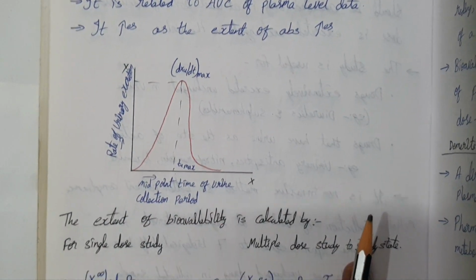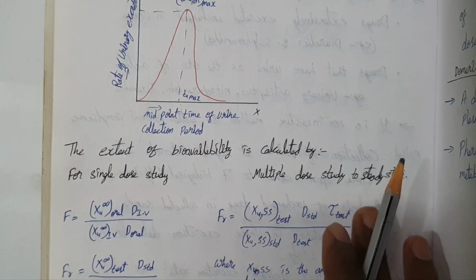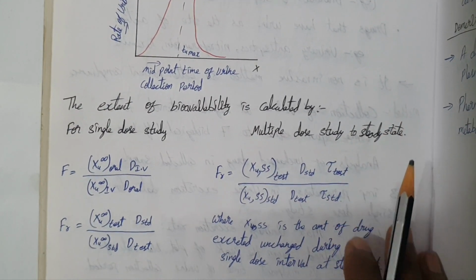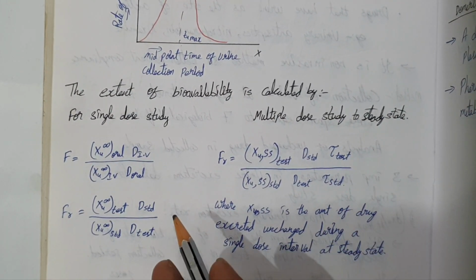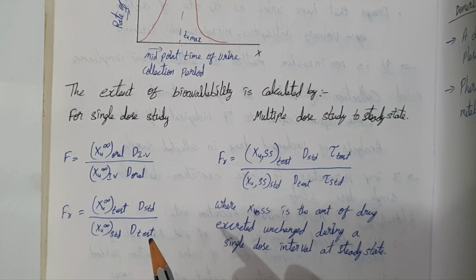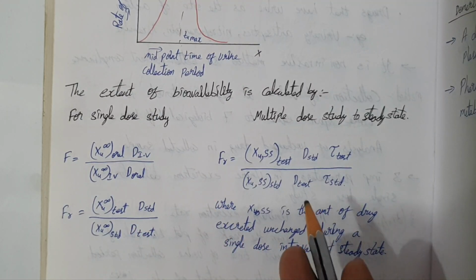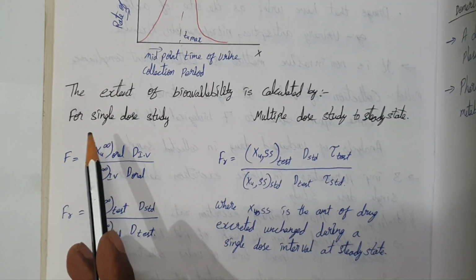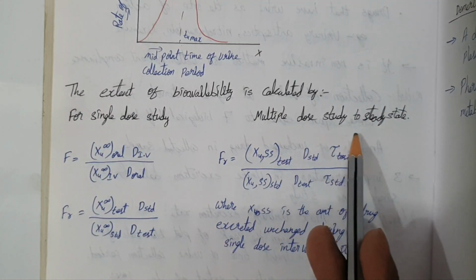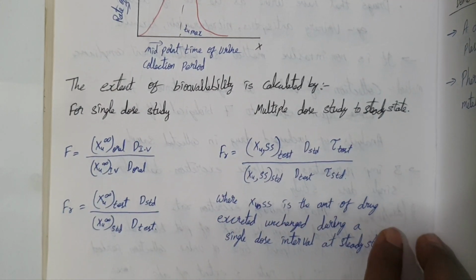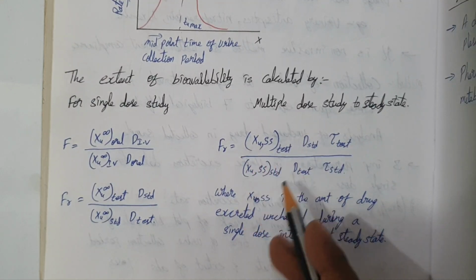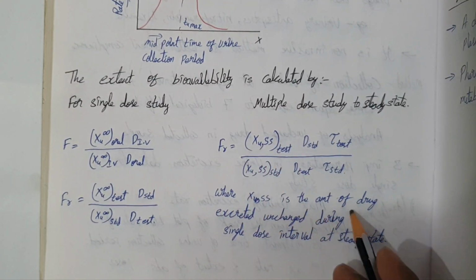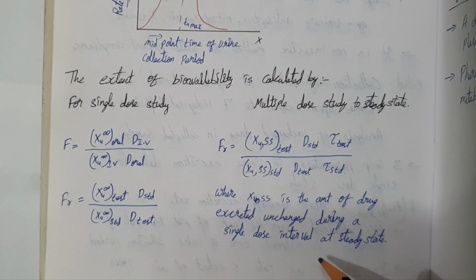Then the extent of bioavailability is calculated by the following formulas. You can see them on the screen. These formulas are used to calculate for both single dose study as well as multiple dose study. Here the Xu,ss is the amount of drug excreted unchanged during a single dose interval at steady state.